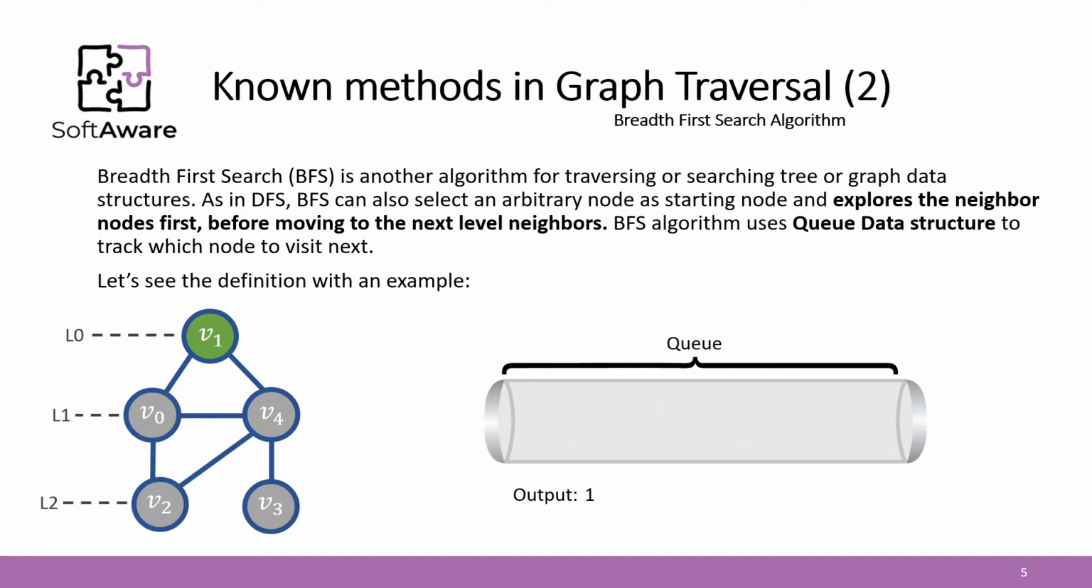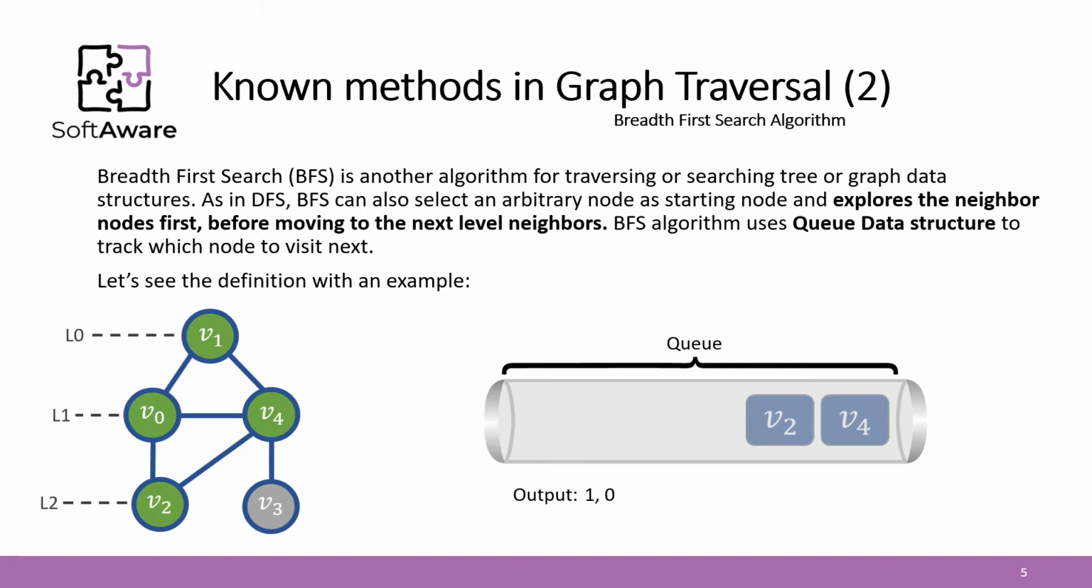Vertex 1 gets dequeued and we visit next level neighbor vertex 0 and add it to the queue. Vertex 0 has a neighbor at level 1, so next we visit vertex 4 and add it into the queue. There are no more neighbors at that level, so we dequeue the vertex 0 and output it. Next level neighbor is vertex 2, we visit it and add it into the queue.